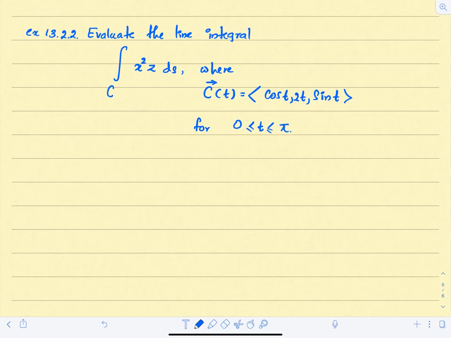Let's consider the second example. Now in this example we want to evaluate the path integral of x squared z over a curve C, and your curve C is defined using this parameterization. X coordinate is cosine t, y coordinate is 2t, and z coordinate is sine t, and your t goes from 0 to pi.